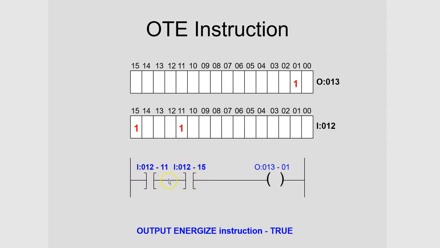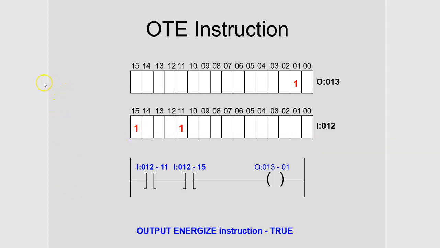And so the only way for this to be true, and true is over here, the only way for this to be true is for both of these to be true. And the examine if close is true when it sees ones in the input image table. So notice the address here is 11, and so that cell is 11. The address here is 15. So this is 15. That's how we actually connect the program that you write, which is what this represents, to a cell or bit position in the input image table.